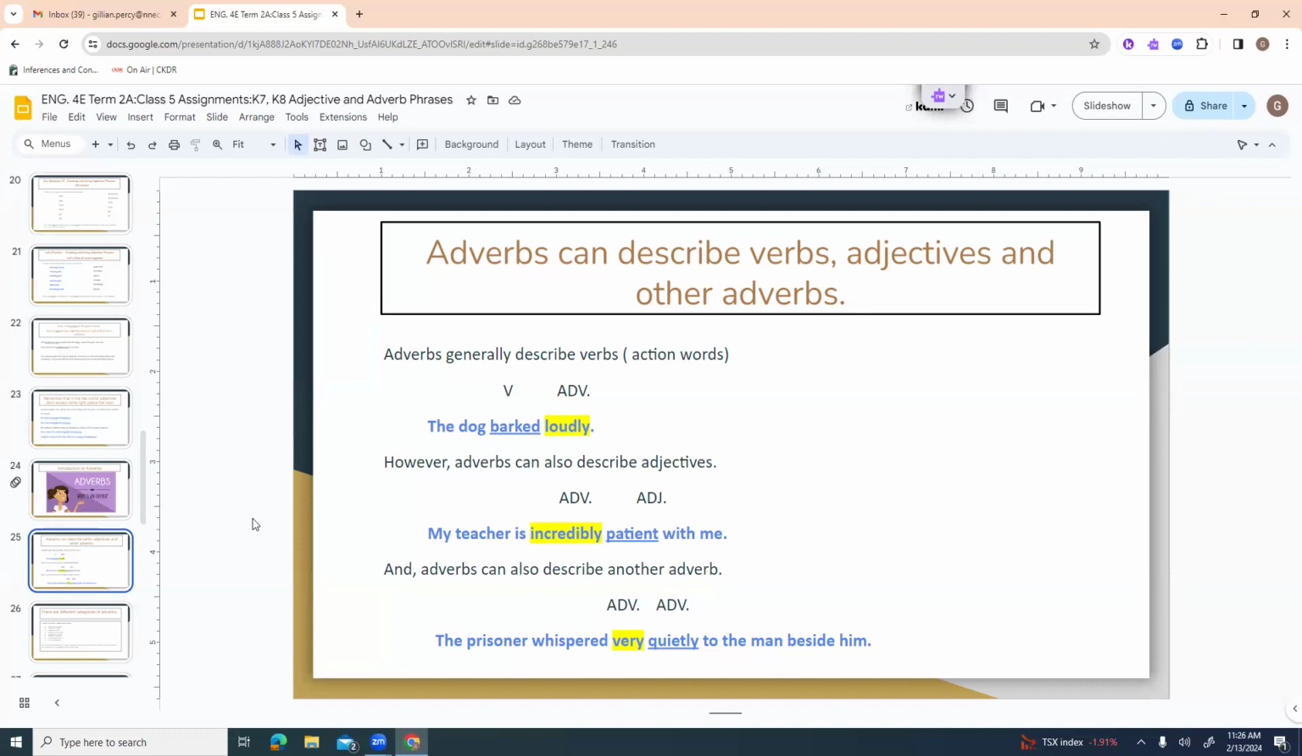Adverbs can also describe another adverb. So the prisoner whispered very quietly to the man beside him. So very is kind of modifying the adverb quietly. To give you the idea, it's extra quietly.